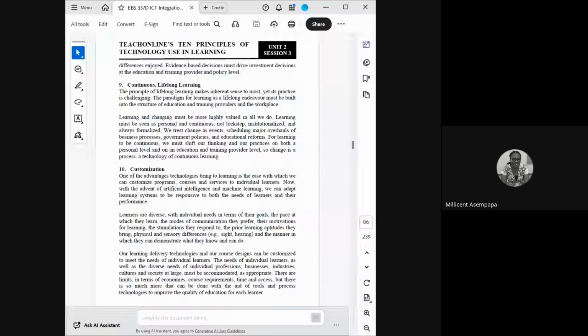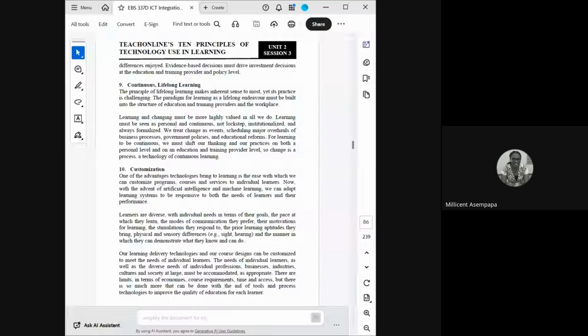Okay, so finally, with the Teach Online 10 principles, the last one is customization. One of the advantages technology brings to learning is the ease with which we can customize programs, courses, and services to individual learners. Now, with the advent of artificial intelligence and machine learning, we can adapt learning systems to be responsive to both the needs of learners and their performance.